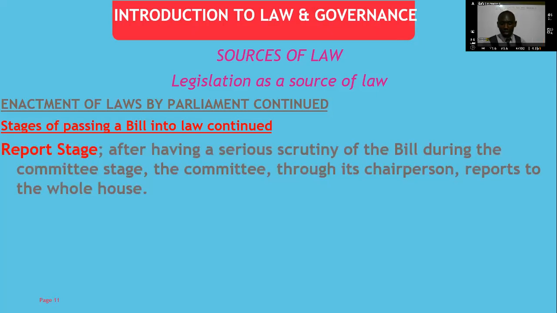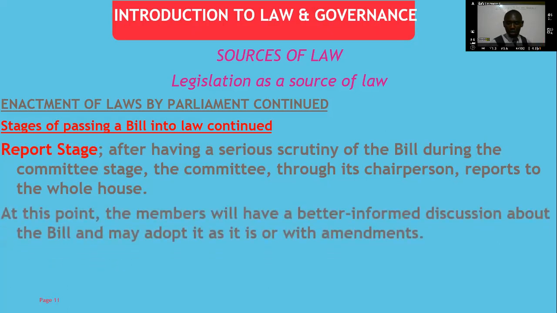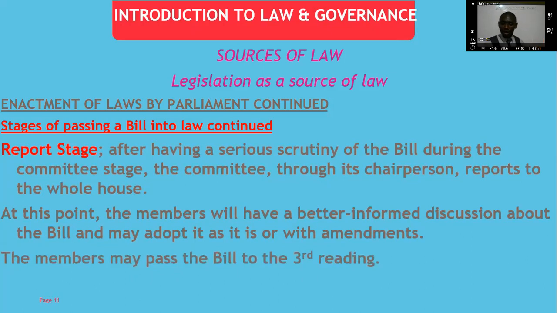This is the stage known as the report stage, which is now supposed to be our fourth stage. At this point, members have had a serious scrutiny and a serious discussion of the bill. The committee, through its chairperson, is going to report to the whole House. So at this point, members have a better informed discussion about the bill at the report stage. They may adopt it either with amendments or without amendments. And at this point, they may pass the bill.